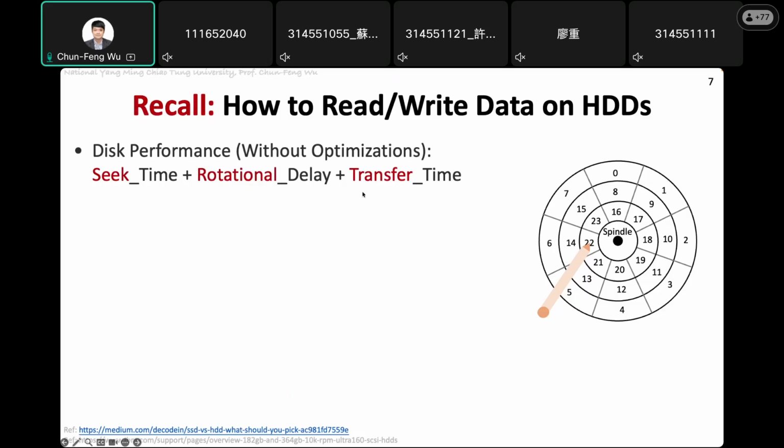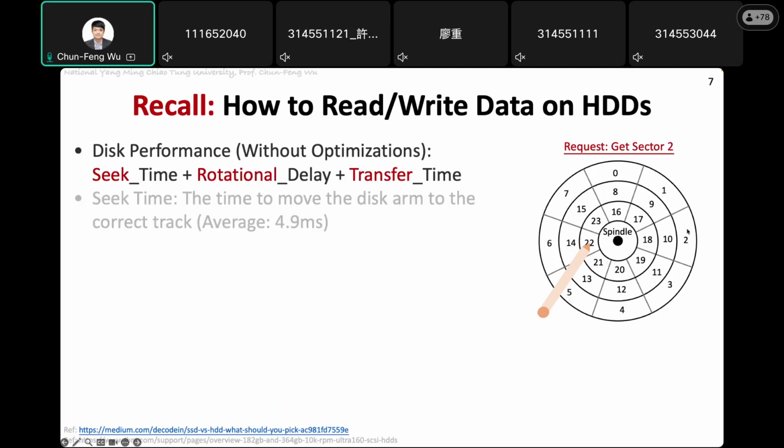Okay, and if your head is going to move across a track, then it is called seek time. And rotation is about the spindle, which rotates all the time. So if you are going to get sector 2 in this example, the first thing the HDD will do is seek to the correct track. So now the head is on the inner track, right? But sector 2 is on the outer track. So there is a seek time to move the head from the inner to the outer.